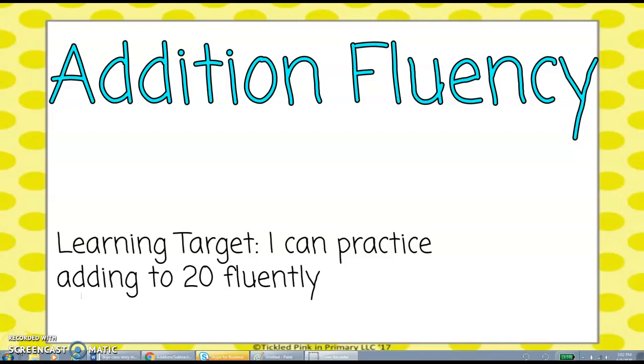Hi, first graders. So we're going to be practicing addition fluency. So our learning target is I can practice adding to 20 fluently. So remember, when we're adding or subtracting fluently, that means that we just know it in our heads, okay?